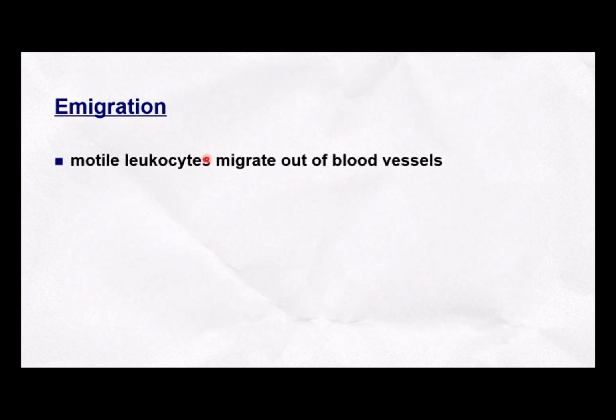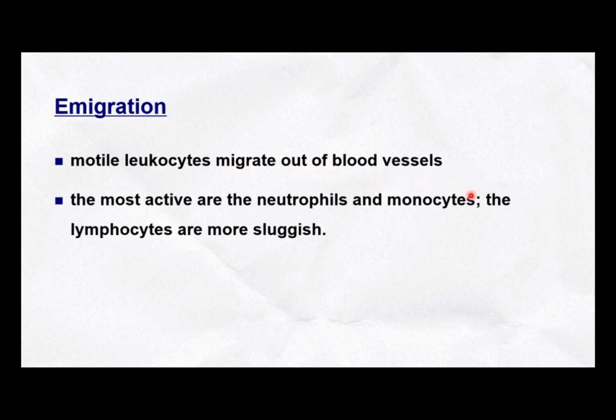Immigration refers to the process by which motile leukocytes migrate out of the blood vessels. Although all leukocytes are more or less motile, the most active are the neutrophils and the monocytes. The lymphocytes are more sluggish. Leukocyte immigration is an active, energy-dependent process.